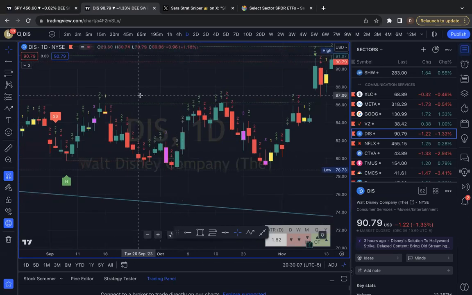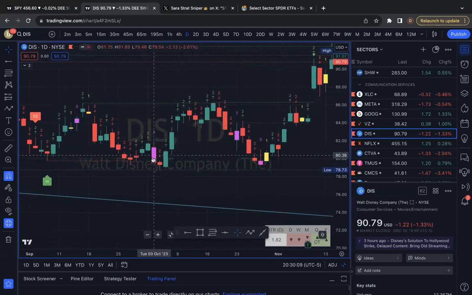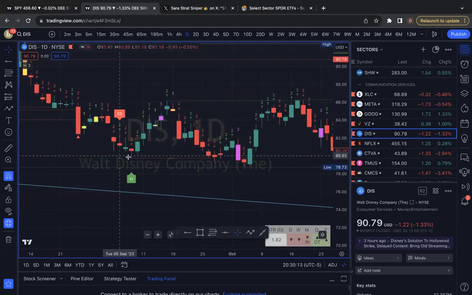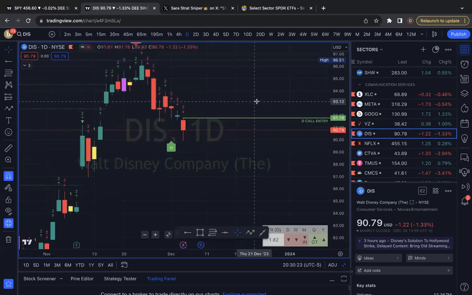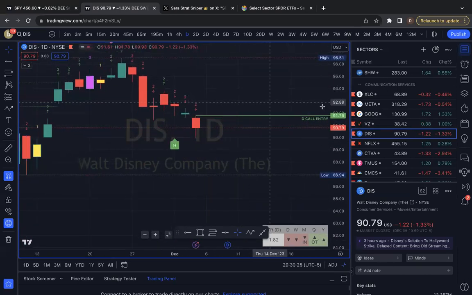Let me see if I could find an example. So like right here, well, that's a 3-2-2. That's not a 2-2 rev. So like right here, you see this 2 hammer. This is a good point to look for a 2-2 rev. But somebody said, let's look at Disney. So we'll chart Disney. So let's say we're looking for a 2-2 rev on Disney.